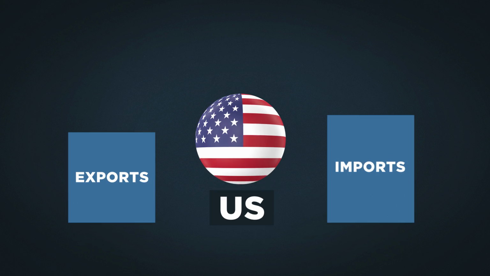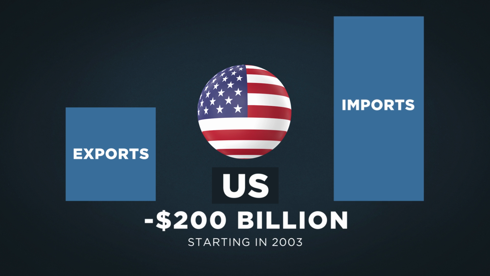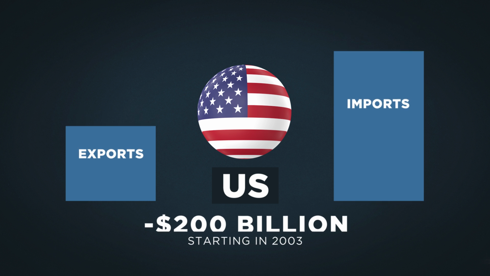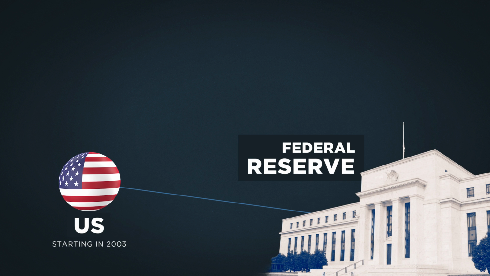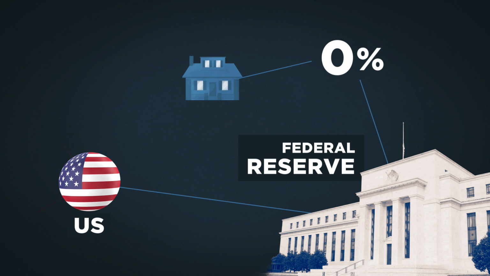The practice widened the U.S. trade deficit by an average of $200 billion starting in 2003. As the Federal Reserve sought to keep the U.S. economy at full employment, despite losing export jobs, it kept interest rates low, which made the housing bubble larger and the resulting recession more severe.